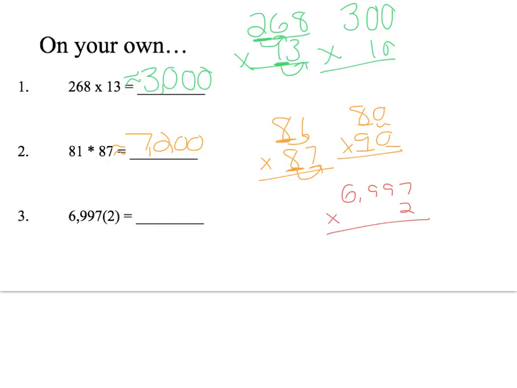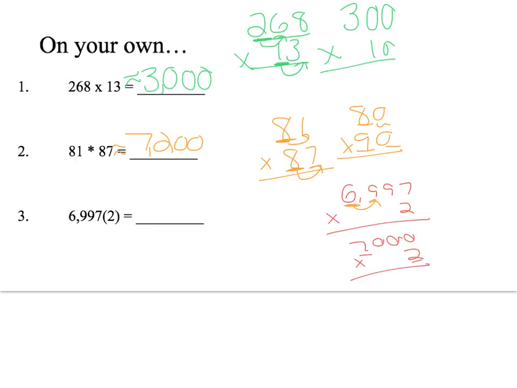7,200. And problem 3, we have 6,997 times 2. 2 we will leave alone because it already has only one non-zero digit, but we need to round 6,997. The largest place value in that number is the thousands place. We look to the right. 6 will round up to a 7, making that number 7,000, and we have 7,000 times 2.